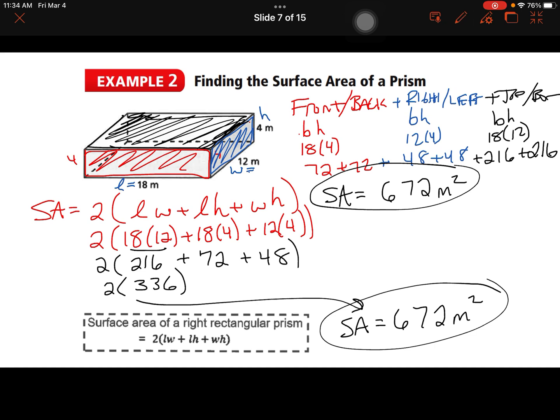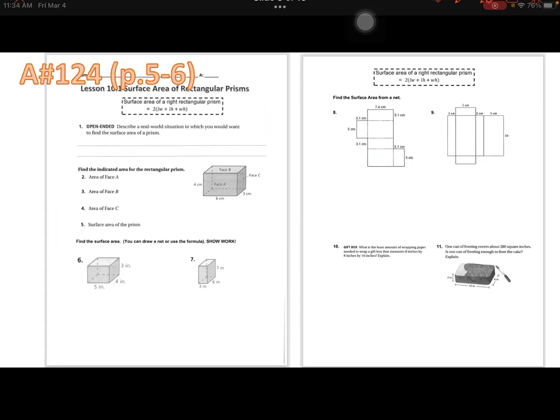So you may use that formula on every question. You don't have to draw it out like I kind of did there and color it. Or if the formula doesn't make sense to you, then feel free to use the other method.